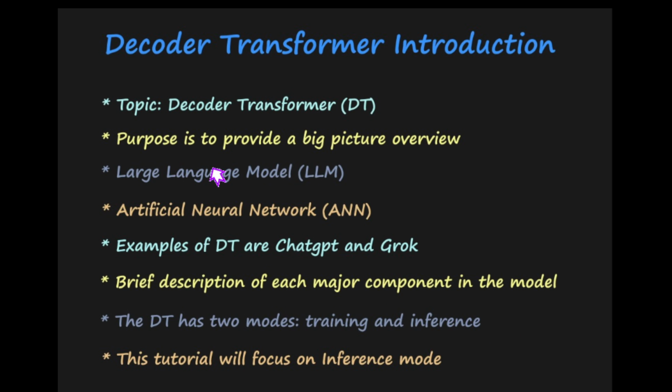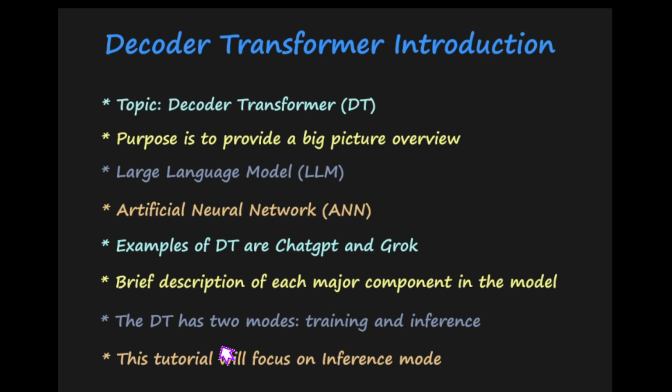Here are the bullet points. This is a decoder transformer. The purpose is to provide a big picture overview. This is a large language model, LLM. It's an artificial neural network. Examples are ChatGPT and Grok, and Gemini, as I mentioned. To provide a big picture, I'll give a brief description of each major component in the model.